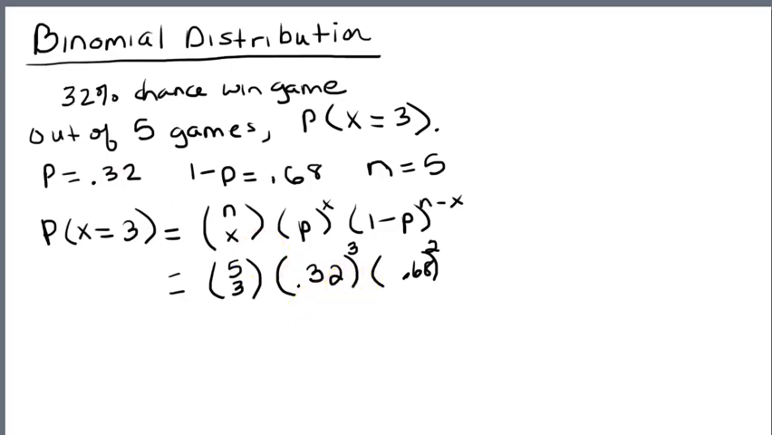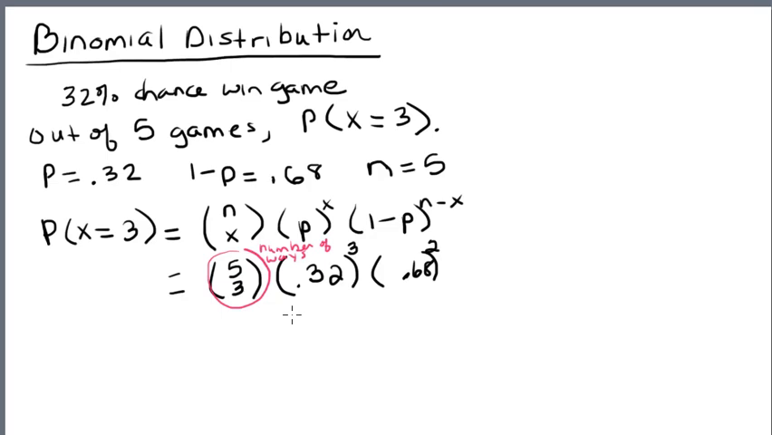Now let's carefully think about what each of these pieces mean for a second. This represents the number of ways to get 3 out of 5. What does that mean exactly? Well, we could win the first 3 games and lose the last 2, or we could win the first 2 and the 4th game, or we could win the first 2 and the 5th game. We could win the 2nd, 3rd, or 4th game. These are all the different ways that we could get 3 successes out of 5.